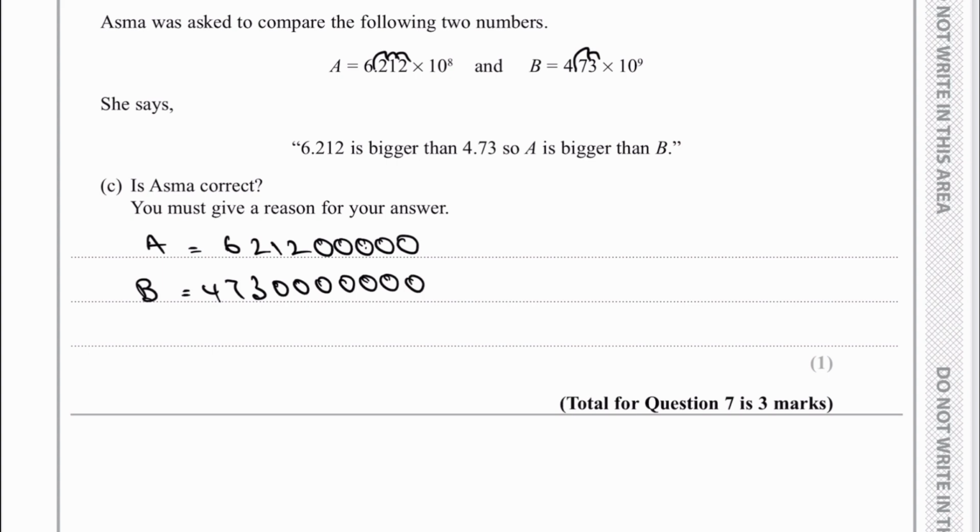Now you'll notice what I've done is I've actually made all of the digits line up, and that hopefully clearly tells me therefore that A is actually smaller than B. So I'm afraid Asma is not correct on that particular issue. If you line up all the decimal places, A is actually smaller than B.